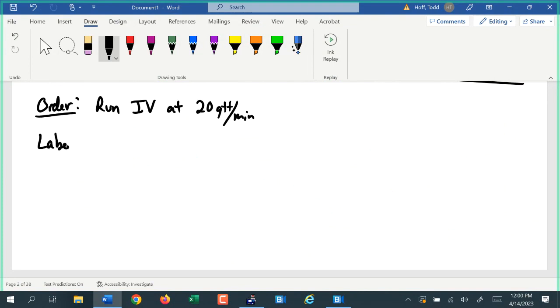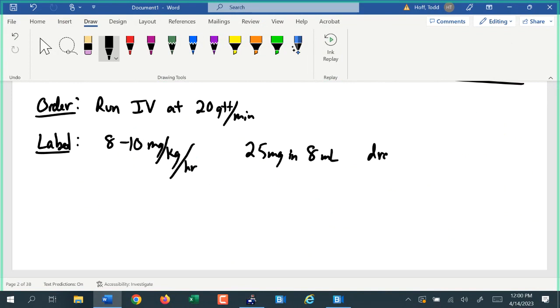And our label shows that the recommended dosage is between 8 and 10 milligrams per kilogram per hour, and a concentration of 25 milligrams in 8 milliliters. For drop factor of 12 drops per milliliter. And of course, we need our patient.